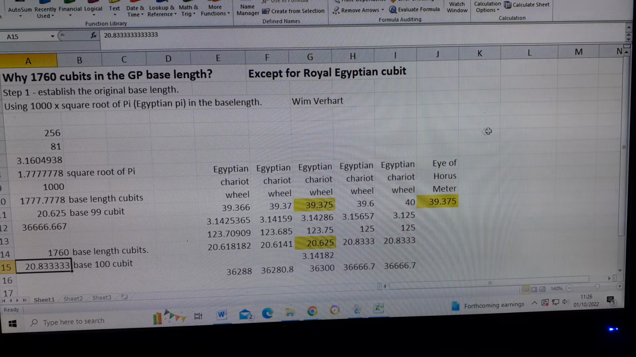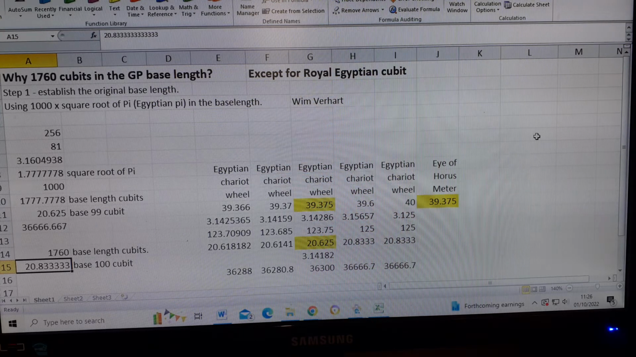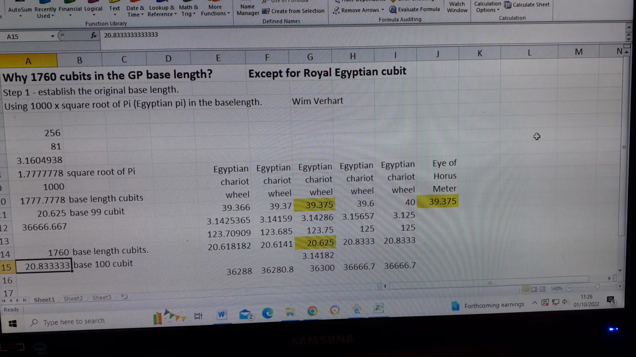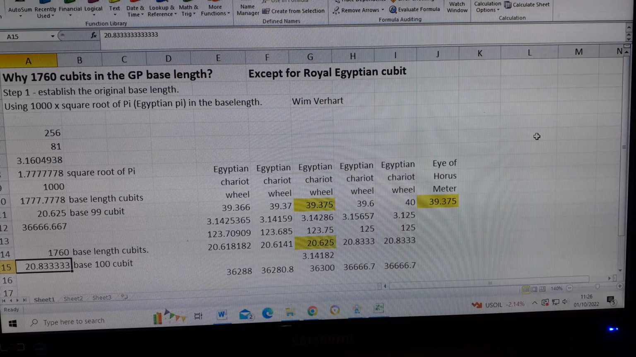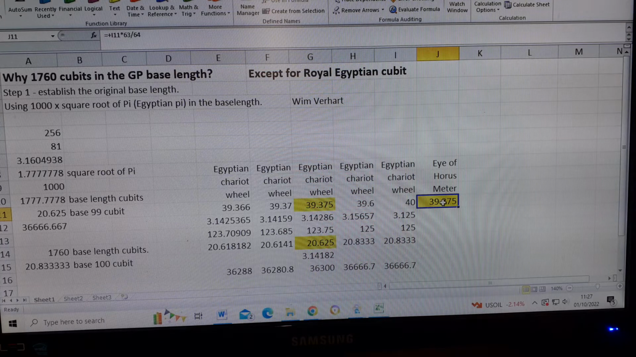And we can use this Egyptian chariot wheel that Gary Osborne has identified, using the meter as the diameter of the chariot wheel. And we can use this using Berryman's meters from his book. We can use the modern meter. We can use the Eye of Horus meter, which I've identified in yellow, and we can look at what that is. I've already written a paper about this. It's 40 multiplied by 63/64. So it gives that version there.